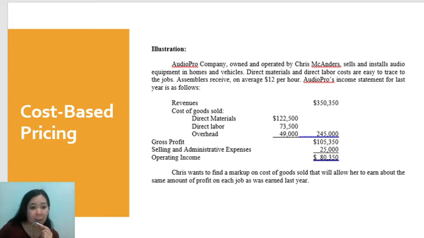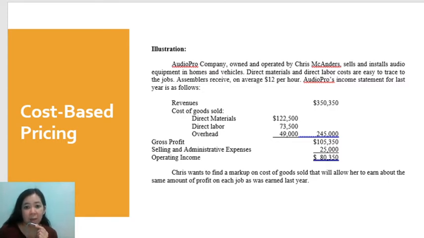To understand better, we have here an illustration. We will use Audio Pro company, which is owned and operated by Chris McAnders. They sell and install audio equipment in homes and vehicles. We have direct materials and direct labor, so they can easily be traced to the jobs. Assemblers receive an average of $12 per hour. The income statement for last year is provided as follows.